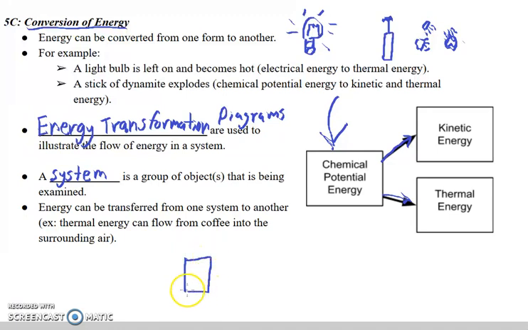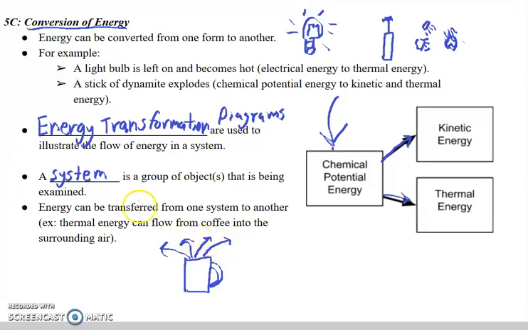So let's say we have a coffee cup. The thermal energy in the coffee is going to flow to the surrounding air over time. So you're going to get that thermal energy actually going other places, from the coffee to the air. That should be a fairly obvious concept, but just to remind you that energy can physically move from one thing to another. It doesn't have to stay in the same object the whole time.